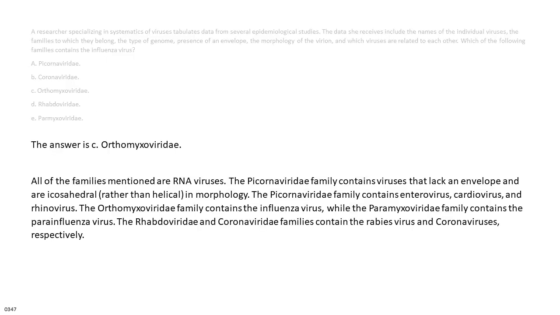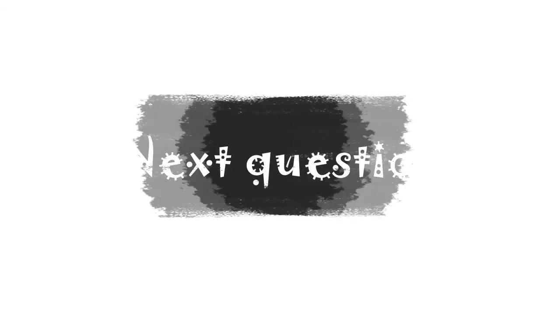The answer is C. Orthomyxoviridae. All of the families mentioned are RNA viruses. The Picornaviridae family contains viruses that lack an envelope and are icosahedral, rather than helical, in morphology. The Picornaviridae family contains enterovirus, cardiovirus, and rhinovirus. The Orthomyxoviridae family contains the influenza virus, while the Paramyxoviridae family contains the parainfluenza virus. The Rhabdoviridae and Coronaviridae families contain the rabies virus and coronaviruses, respectively.